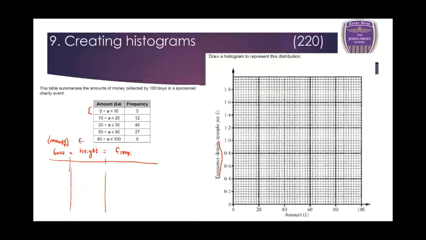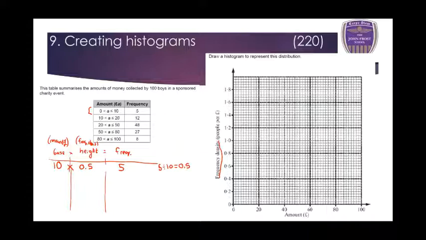So let's just call this frequency density, okay? So for the first question, if it's 0 to £10, that means we've got a base of 10, okay? And we're told the frequency is 5. So therefore, 10 times something is equal to 5. So you can reverse engineer this. If 10 times something is equal to 5, that means 5 divided by 10 is equal to our missing number, and 5 divided by 10 is 0.5. Therefore, the height for the first bar is going to be 0.5.